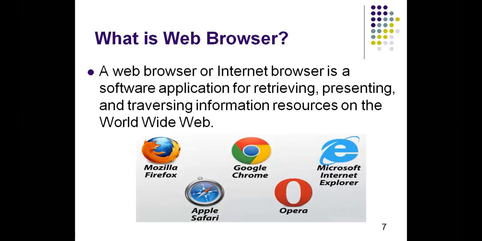Though I already mentioned it, here you will get the formal definition. Can anyone read the formal definition, please? A web browser or internet browser is a software application for retrieving, presenting, and transferring information resources on the World Wide Web. So what do you understand, Mahin, by reading this sentence?